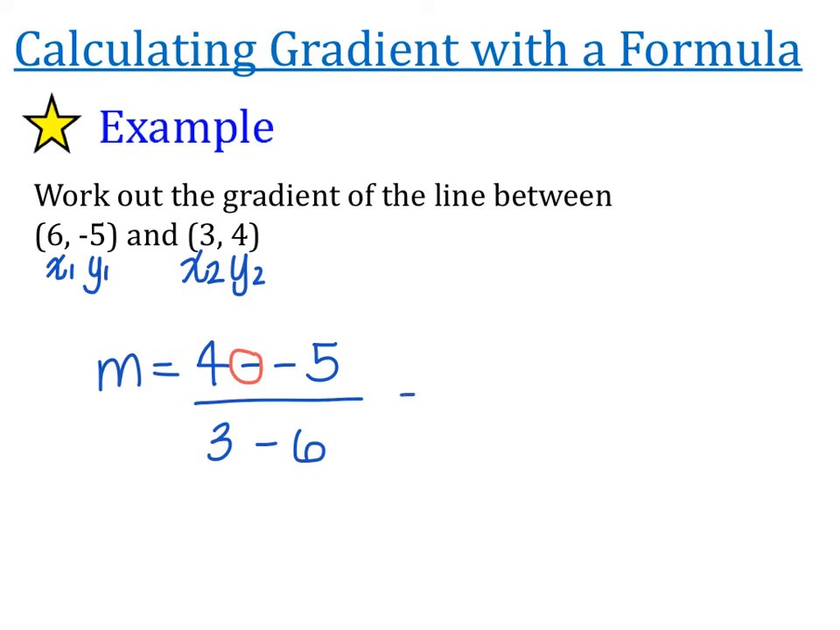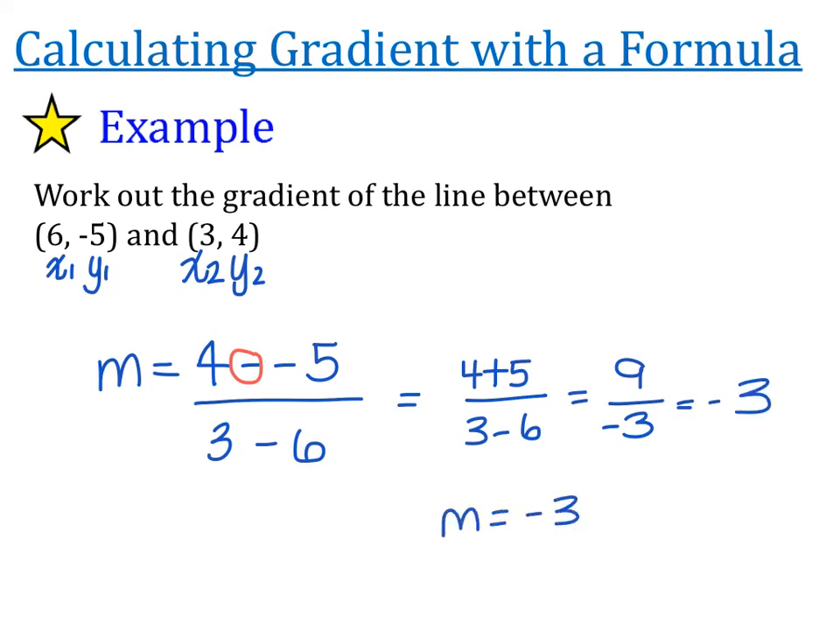All right, we work that out. That's actually 4 plus 5 divided by 3 minus 6. So we have 9 divided by minus 3, which is minus 3. So this line is going downwards. The gradient of this line is minus 3. It would be going like that.